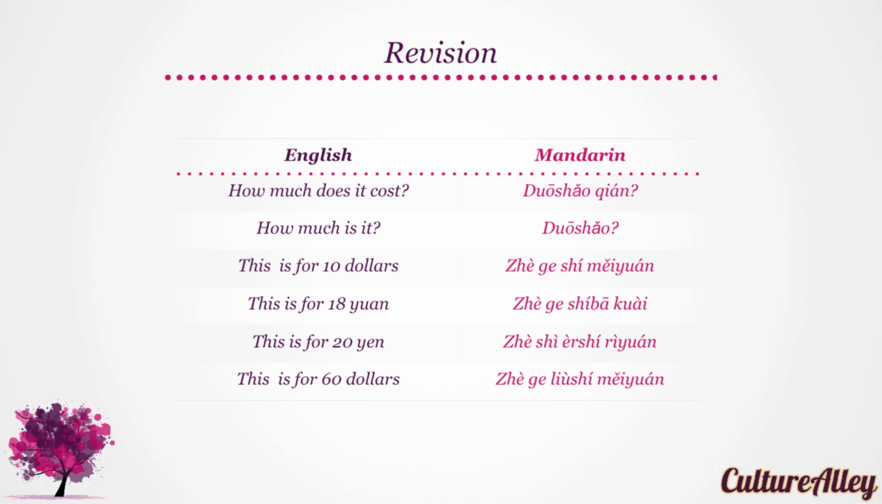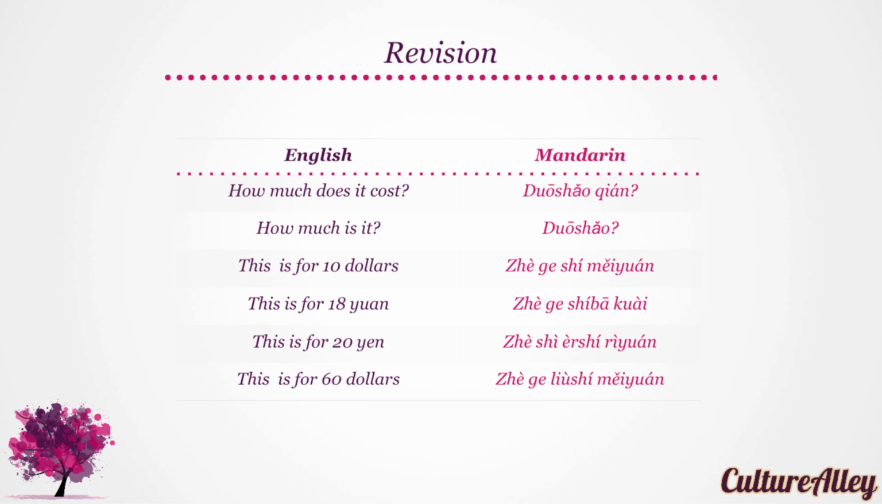Great! Now let's go over all the phrases we've covered in this lesson. How much does it cost becomes 多少钱? While how much is it simply becomes 多少. This is for $10 translates as 这个10美元. And this is for 18 yuan becomes 这个18块. Also, This is for 20 yen becomes 这是20日元. And lastly, this is for $60 translates as 这个60美元.